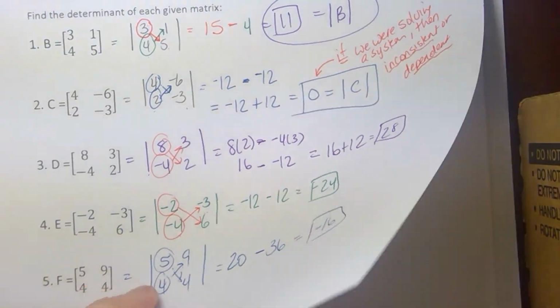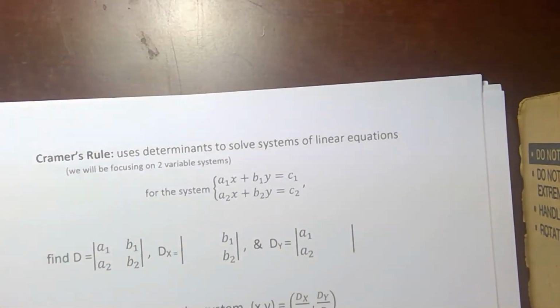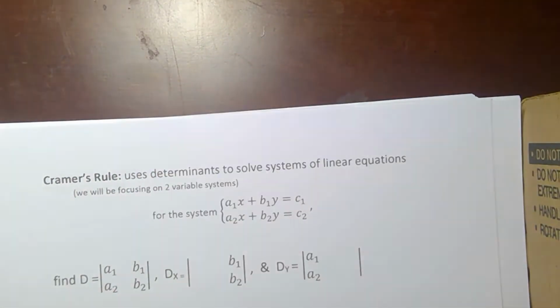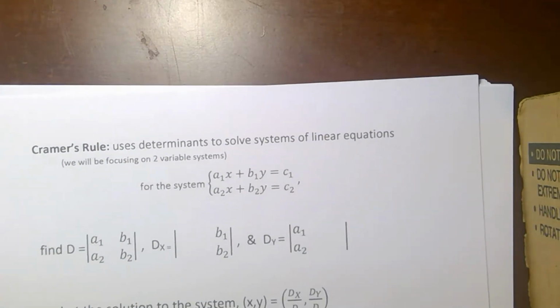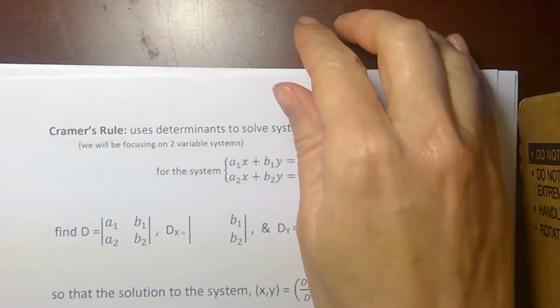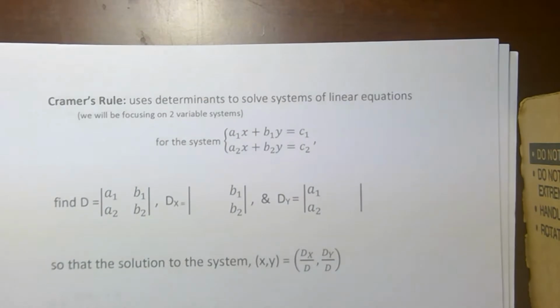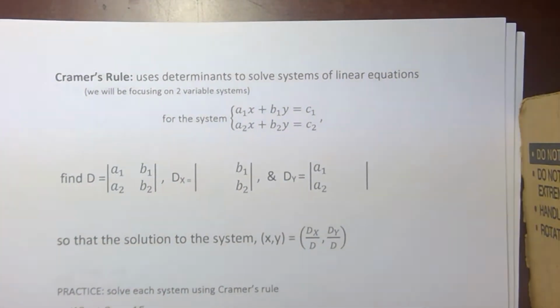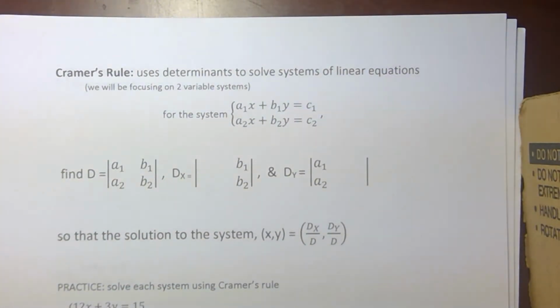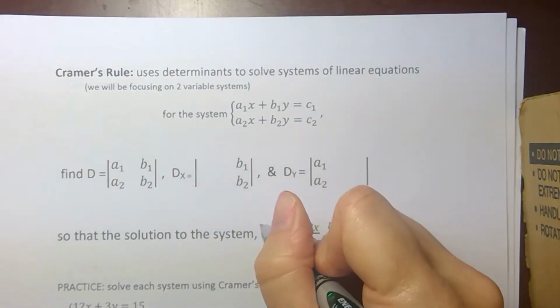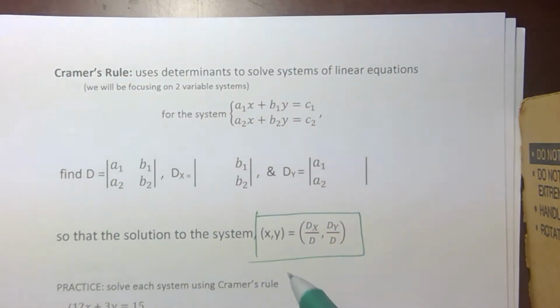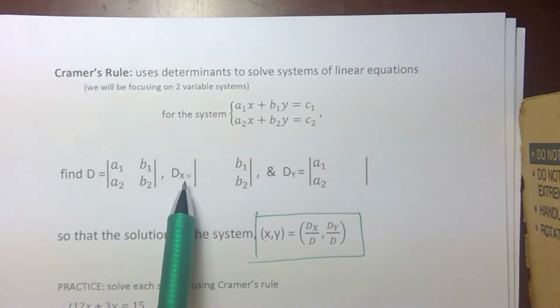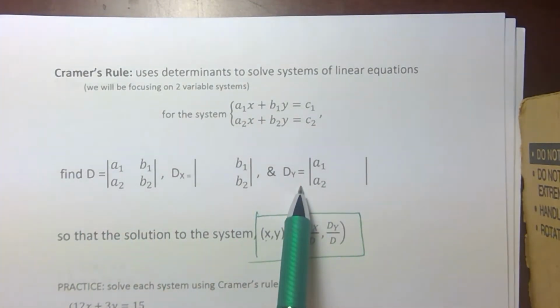All right, let's look at Cramer's Rule. Cramer's Rule uses determinants to solve the system of equations. Remember that when I'm solving a 2-variable system, 2 equations, 2 variables, I'm looking for an ordered pair as my solution set, right? Well, when I use Cramer's Rule, that ordered pair is represented by determinants. I have 3 different determinants that I'm going to find. The main determinant D, D sub x, and D sub y.